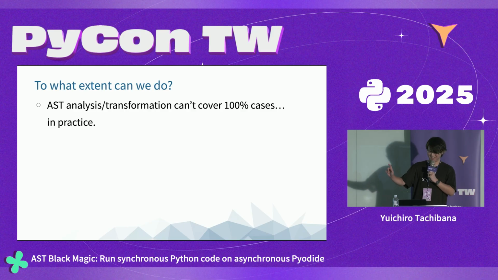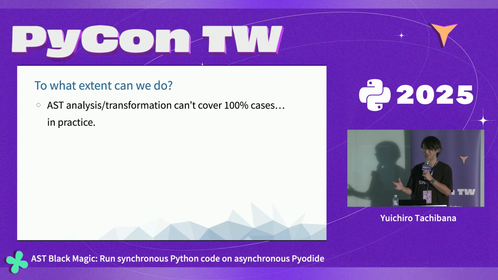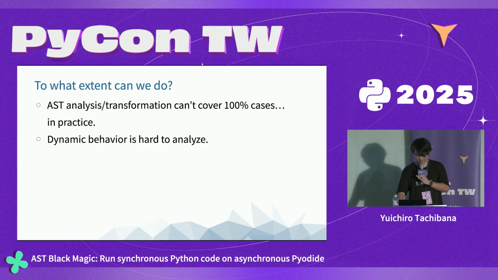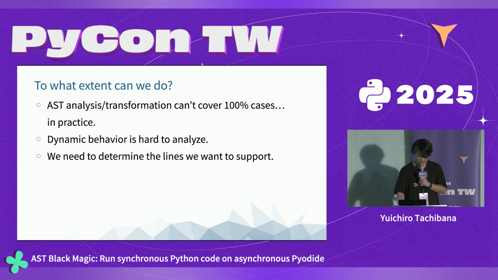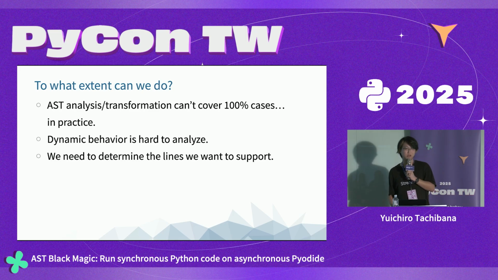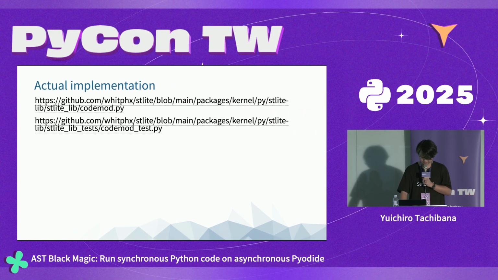But seriously, this is a very important thing to know. This kind of AST analysis and transformation theoretically can cover everything, but in practice, it is very difficult to cover everything 100%. In practice, it's a trade-off between coverage and effort. Such dynamic behavior is particularly hard to analyze statically. So we have to determine the line or scope which our AST program should support.